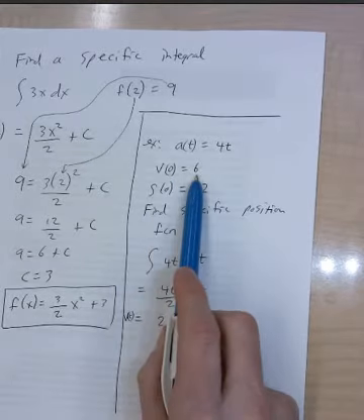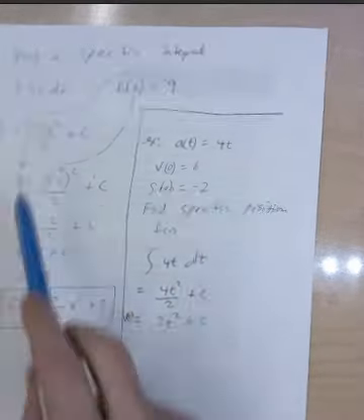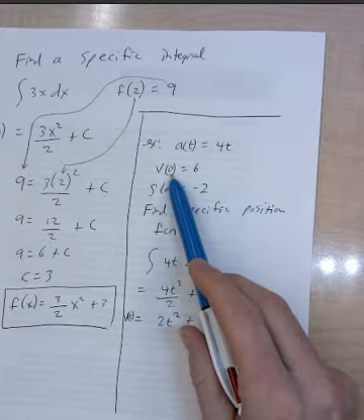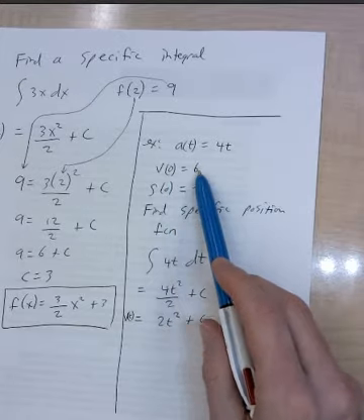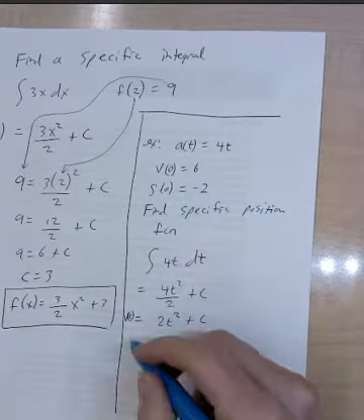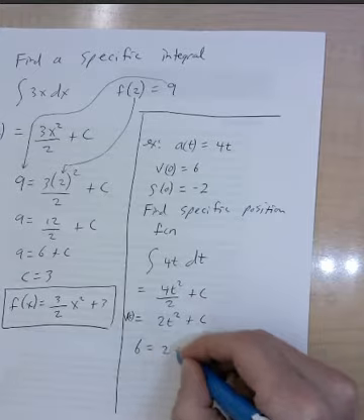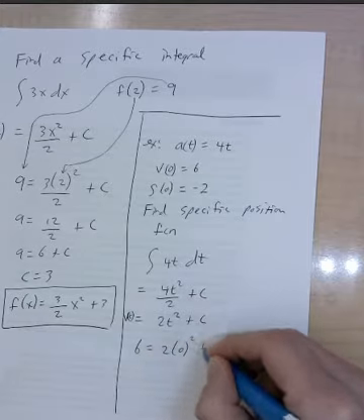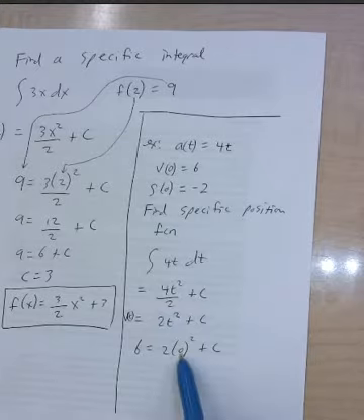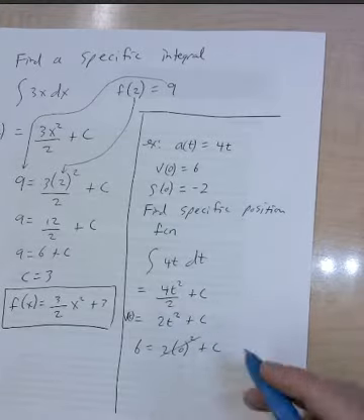So just like in the previous problem, we plug in 0 for t and 6 for v in this case. Y, v, same in this case. So we write 6 equals 2 times 0 squared plus c. Of course, 2 times 0 squared goes away, so 6 equals c.